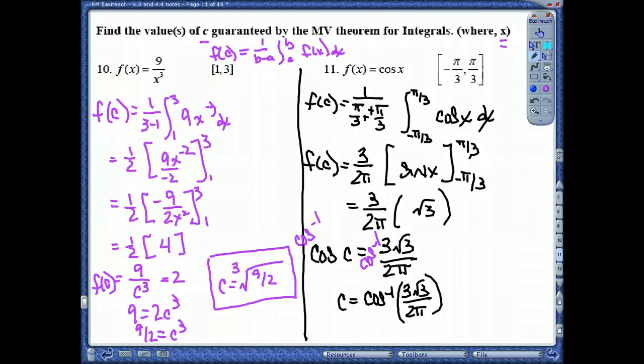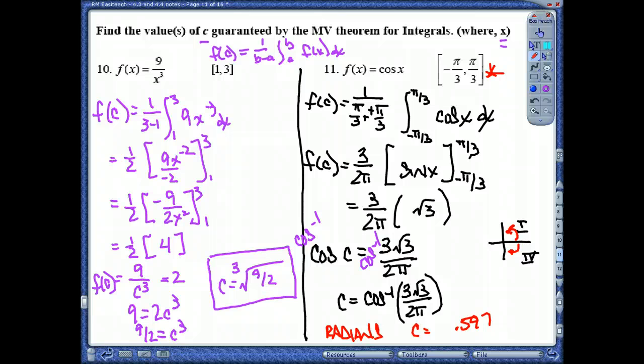Now this 3 square root of 3 over 2 pi, it's positive, so that means I am looking in quadrant 1, quadrant 4. Looking at how they gave us our interval here, they went positive this way, negative this way. So we're going to do the same thing. If I put this in my calculator, make sure you are in radians, please. If I hit inverse cosine and I put all of this in my calculator, it's going to give me 0.597 when I round it to 3 decimal places.